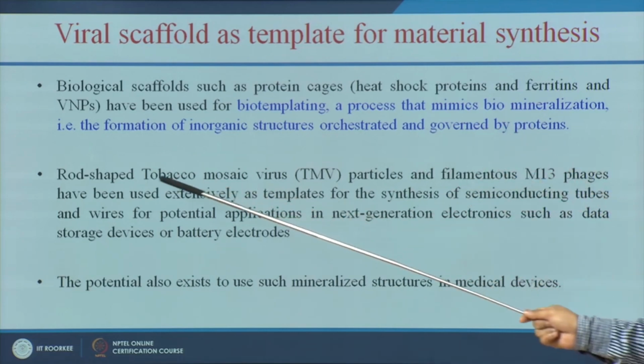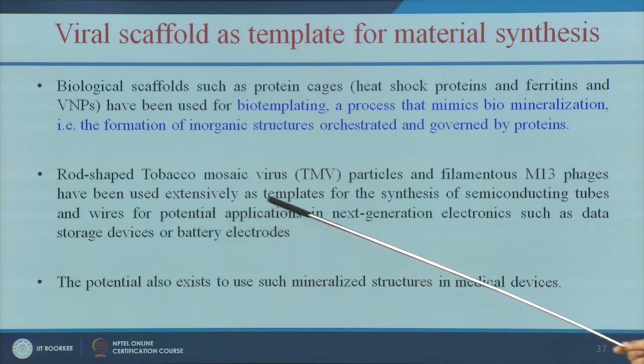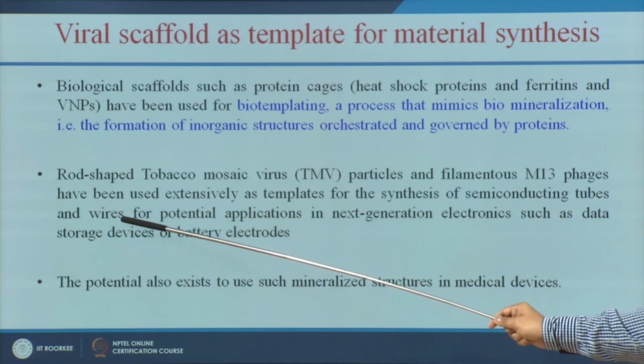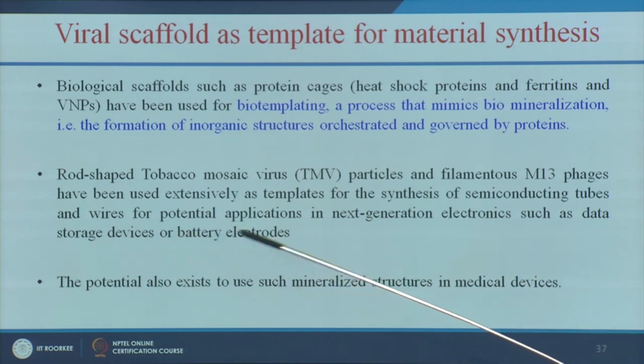So here we can take the example of rod shaped tobacco mosaic virus. It will infect only the tobacco plant, and also filamentous M13 phages. That means it will infect only a particular type of bacteria. Okay. So we can use these as a template and we can make semiconducting nanotubes or nanowires which could be useful for next generation electronics such as data storage devices or battery electrodes. So let us see how we can use it.